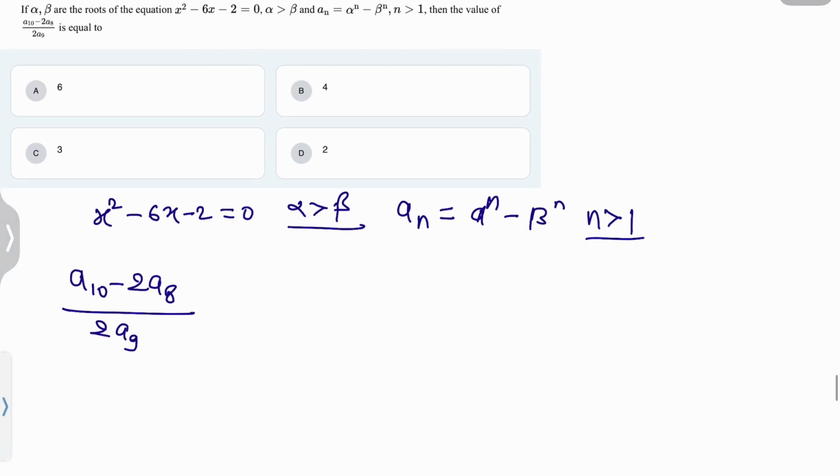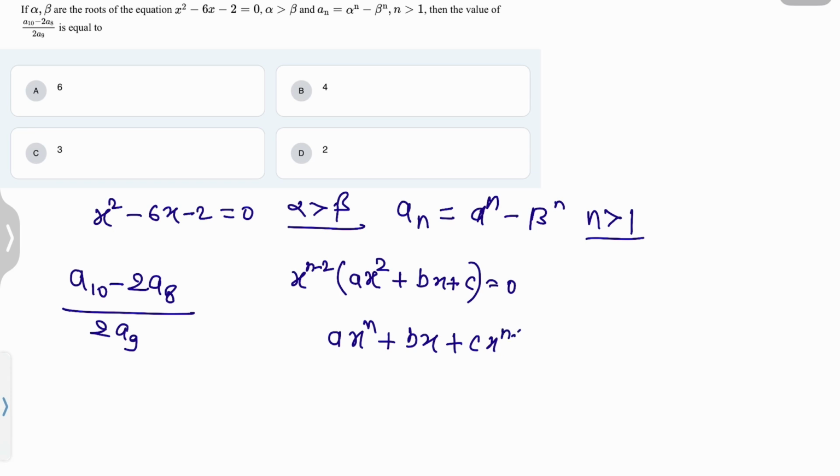I will solve this type of condition. I will explain the condition first, that is a very easy type of question. The condition is given like this. Suppose any quadratic is given, ax square plus bx plus c equal to 0. I can multiply by any power, so I will multiply by x power n minus 2, so this is a x power n, b x power n minus 1, and c x power n minus 2, equal to 0.